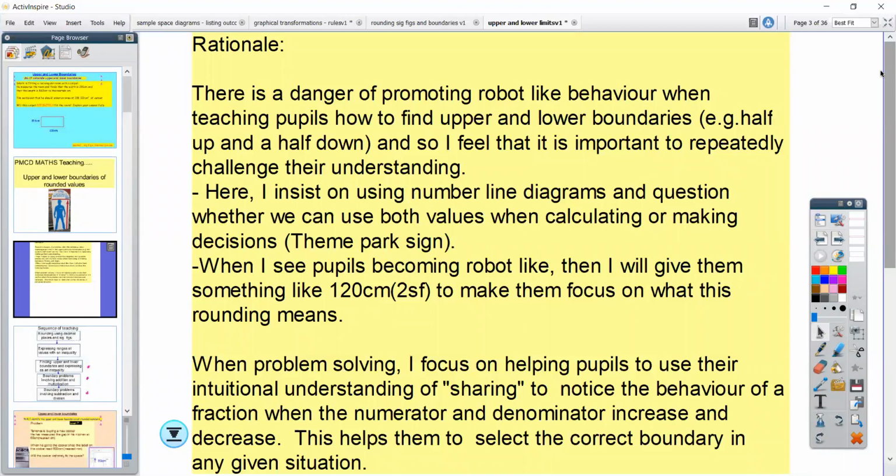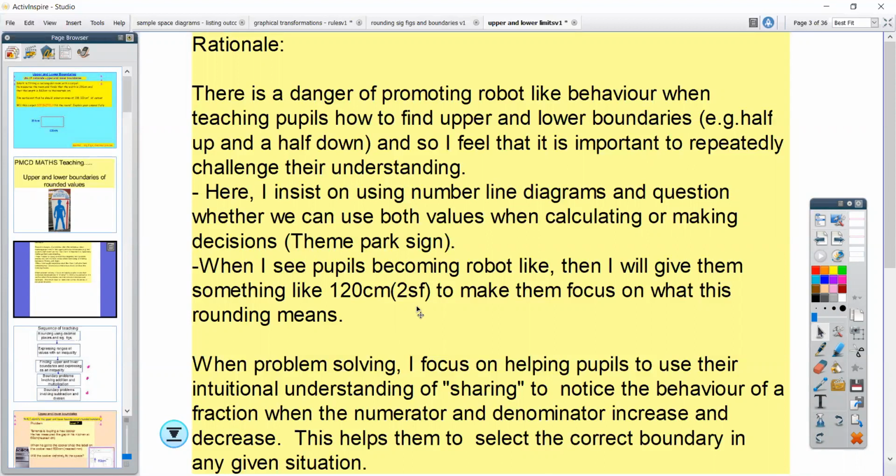So when they get problems like this one here, 120 centimeters to two significant figures, a lot of the time you're going to get students putting 120.5, 119.5. They stop thinking, they go robotic. And we have to stay sharp with maths, don't we? All the time, we have to stay sharp as to what's going on. And we only get that if we really fully understand what's going on here.